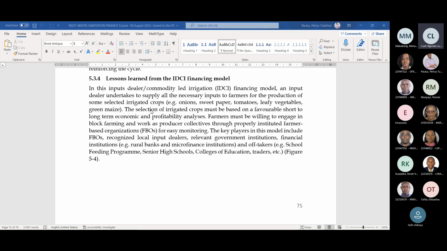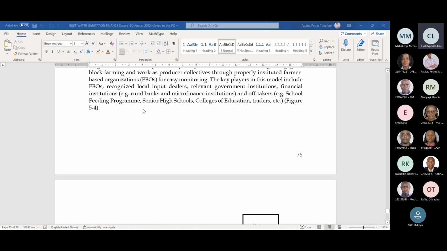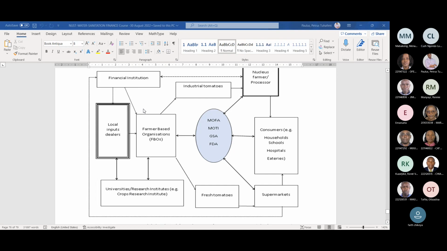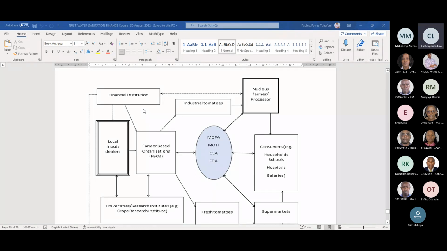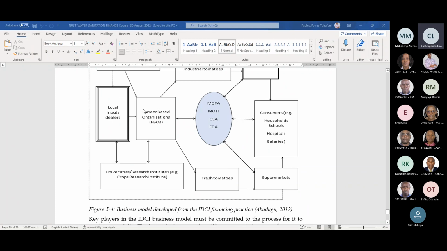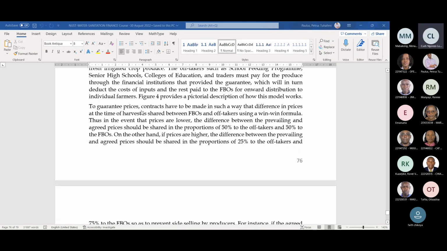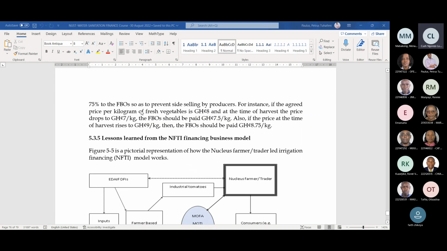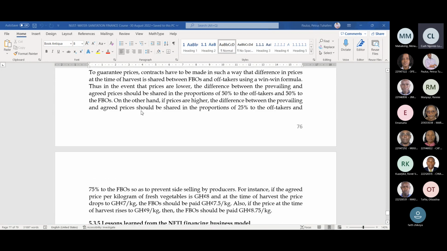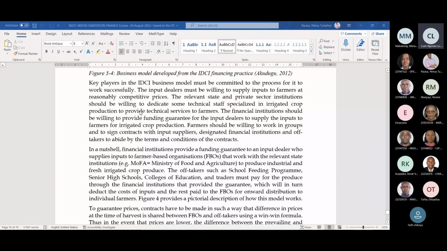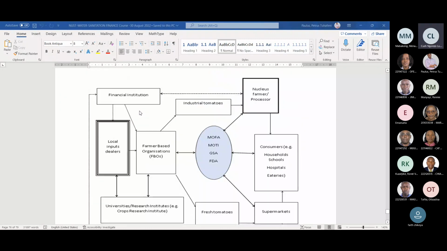So now here, there's a proposal to link these models with the government institutions, whereby government institutions will help these farmers and these farmer-based organizations to access information from universities and research institutions, to access the markets easily, and end consumers as well as financial institutions, through some deals with the government and other institutions.